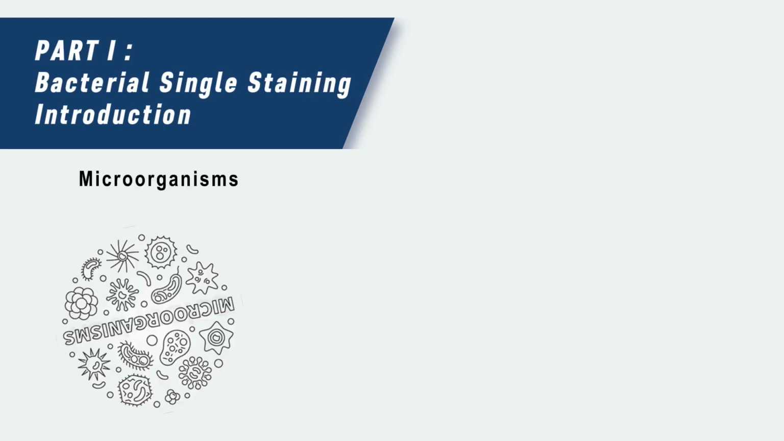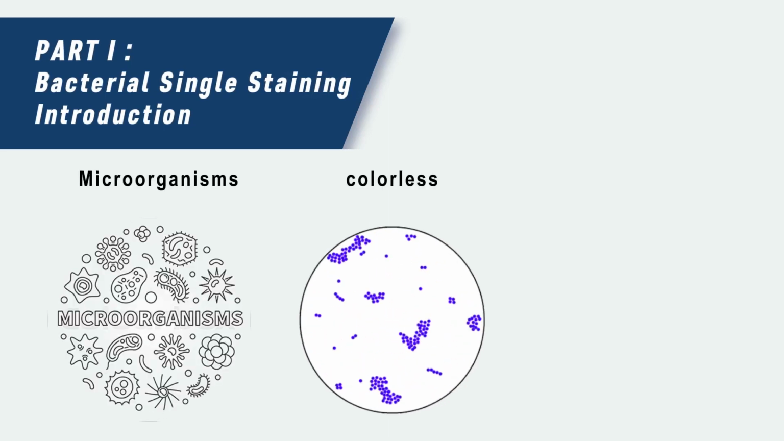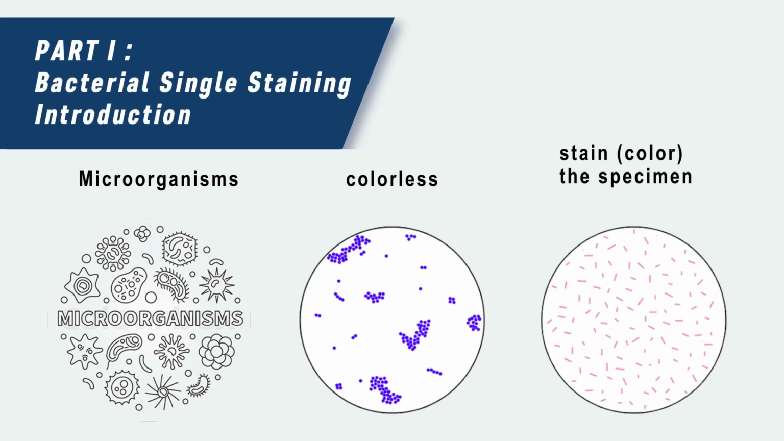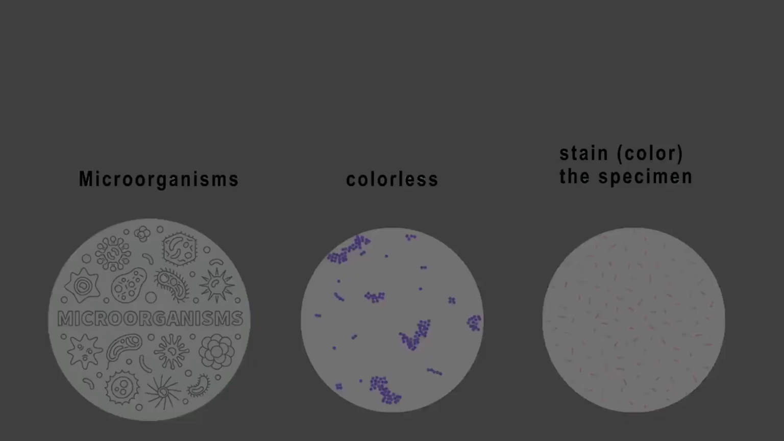Because most microorganisms appear almost colorless when viewed through a standard light microscope, we often must prepare them for observation. One way to do this is to stain, or color, the specimen. Staining simply means coloring the microorganisms with a dye that emphasizes certain structures.